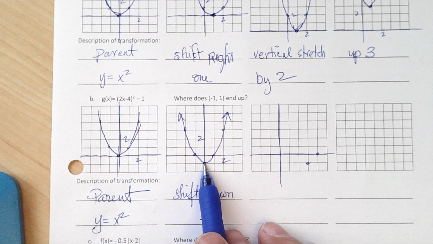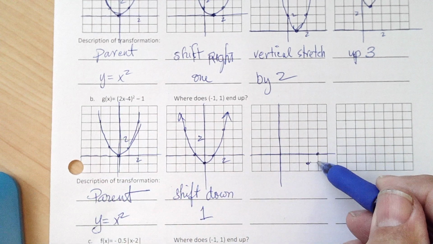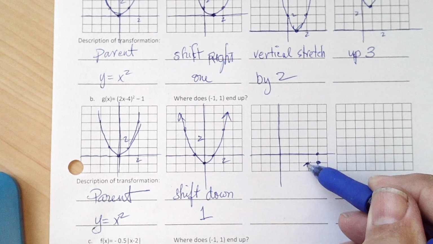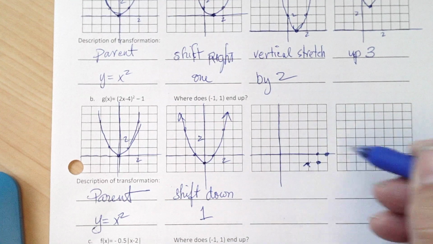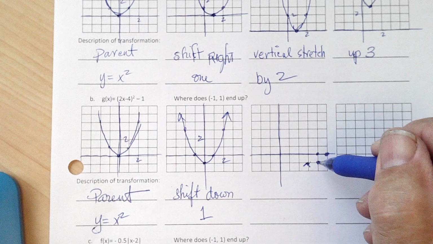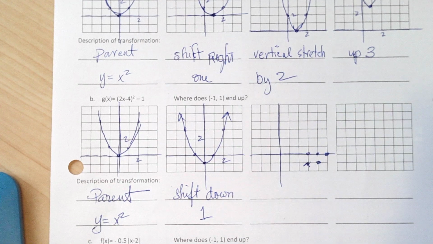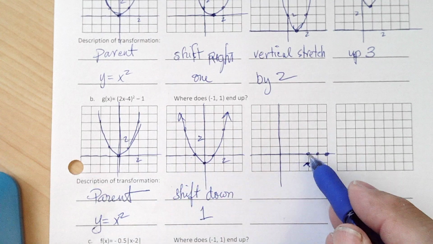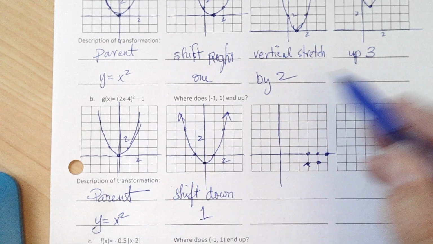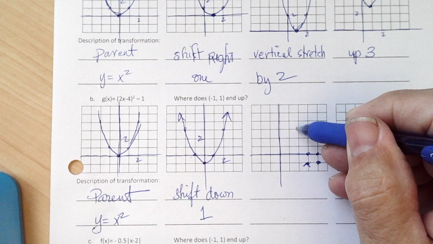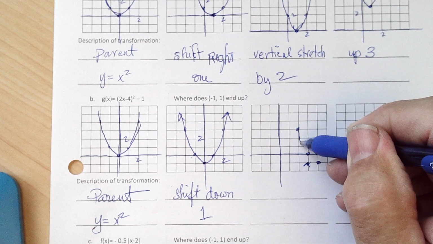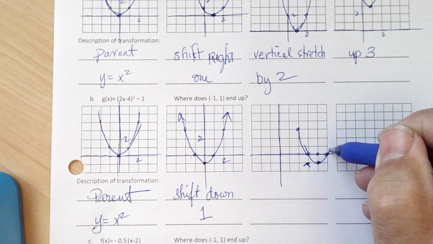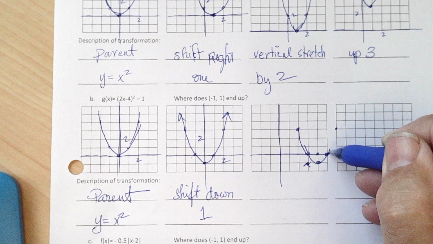Start again. 0, minus 1 goes to 4, minus 1. And this one goes here. I should have moved my y-axis over more. This one goes to there. The minus 1 goes to plus 3. The minus 2 goes to plus 2 and up 3. And this other one is over here at 5.